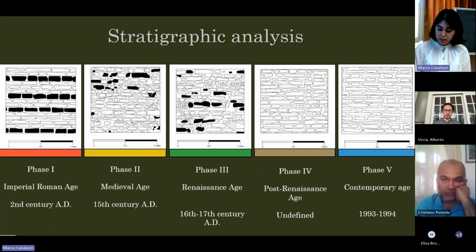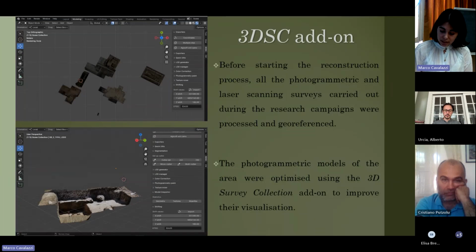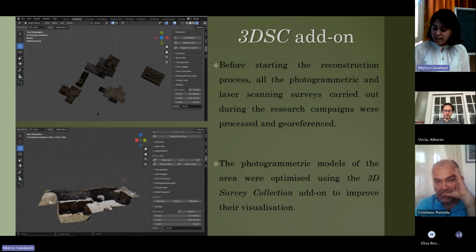It was illustrated by a chronological graph and stratigraphic elevations. Before starting the reconstruction process, all the photogrammetric and laser scanner surveys carried out during the research campaign were processed and georeferenced. The photogrammetric models of the area were optimized using the 3D survey collection to improve their visualization. That was then used to perform a semantic interpretation of the archaeological context according to the principle of the extended matrix approach, and finally used as a basis for organizing and developing the entire reconstruction proposal.